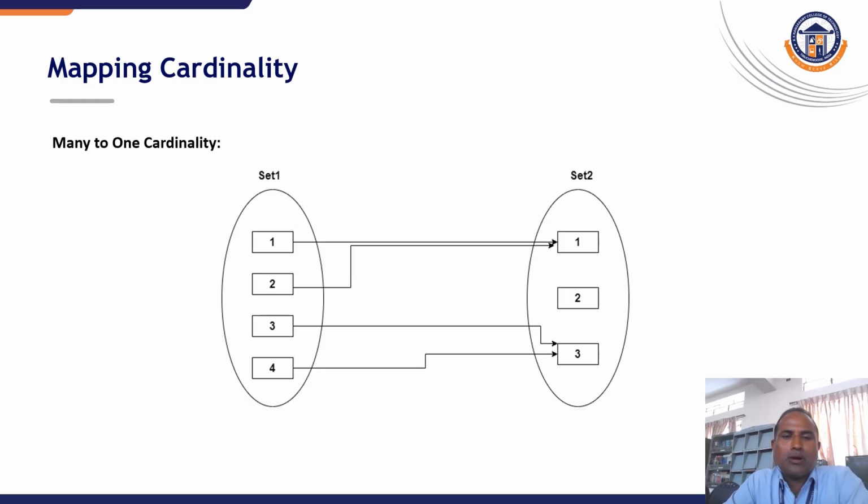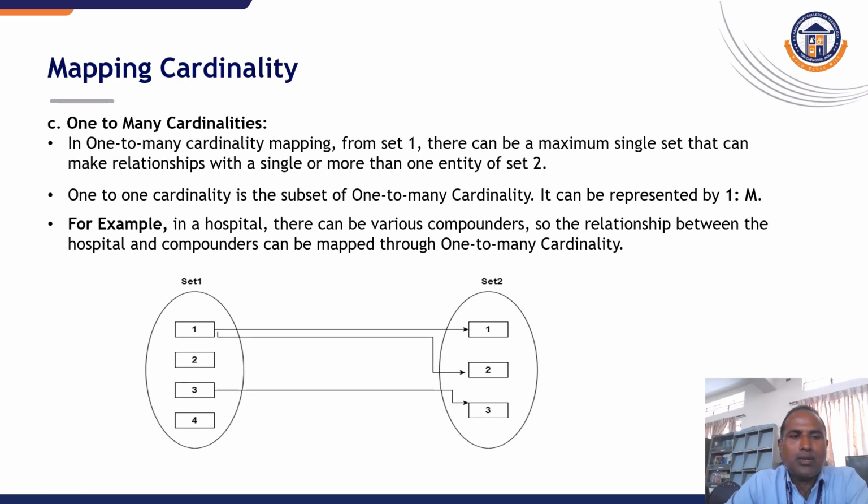Many to one cardinality. See this relationship. In set one, the first entity is participating two times in the many to one cardinality. For example, the first entity and second entity are participating one time in set 2. So 1 and 2 are mapped with 1 on the right side, that is inside the set. In the same way, we can take entity 3 and entity 4 from the left side, participating one time in set 2, that is mapped with 3. Okay, this is many to one cardinality.